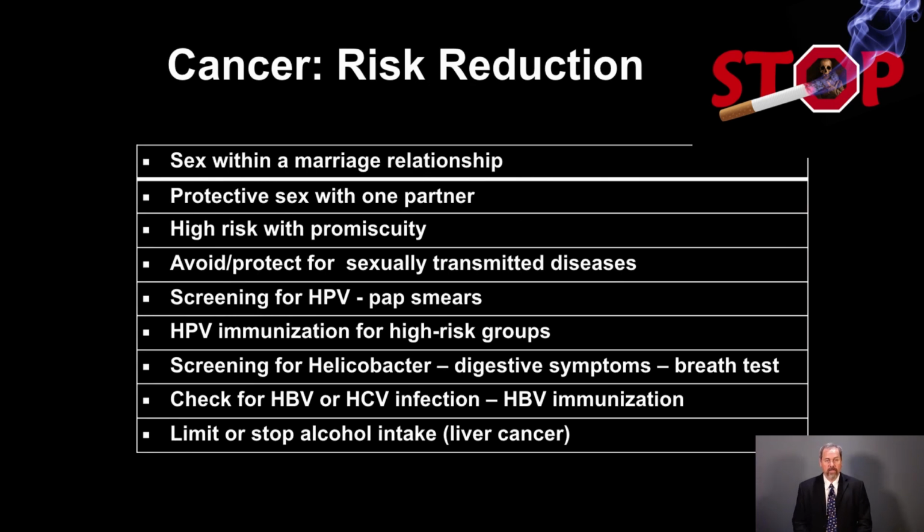There are also other things that can reduce cancer that are related to infectious viruses. There are some viruses that can produce cancer, and these viruses can be transmitted through sexual relationships. That's why this is the advice that we give for people and for the population. Sex should be within a marriage relationship, or if you want to have sex, should be protected and with one partner. And there is a high risk of transmission of mostly the human papilloma virus because of promiscuity and prostitutes. Avoid or protect for sexually transmitted disease.